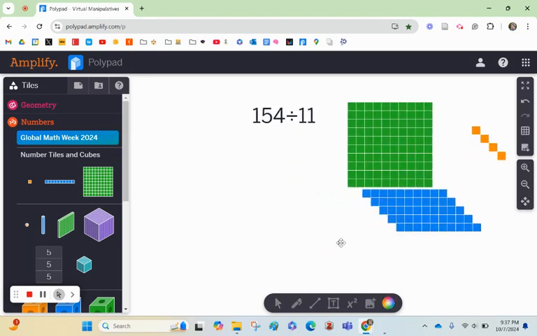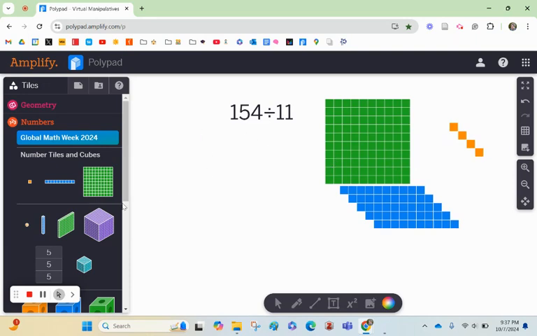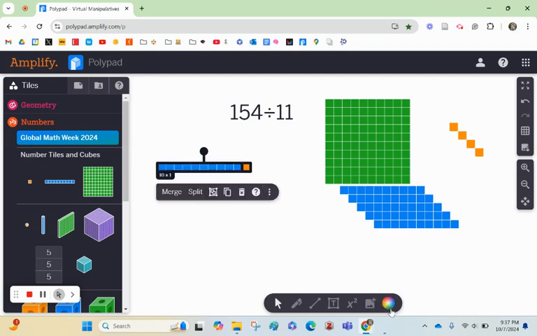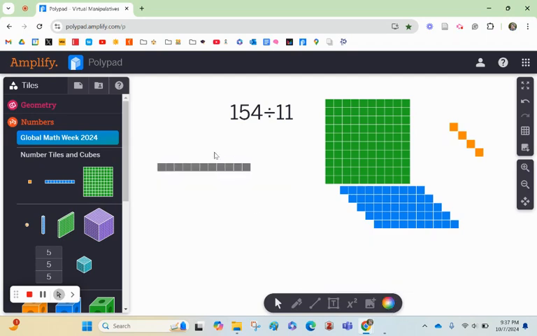Okay, now this divisor of 11, if I'm thinking about it like division, tells me that I'm going to set up one side of a rectangle to be 11 units long. And instead of using part of my dividend, I'm going to use these 11 blocks to be like the length, the measurement of one of those sides.